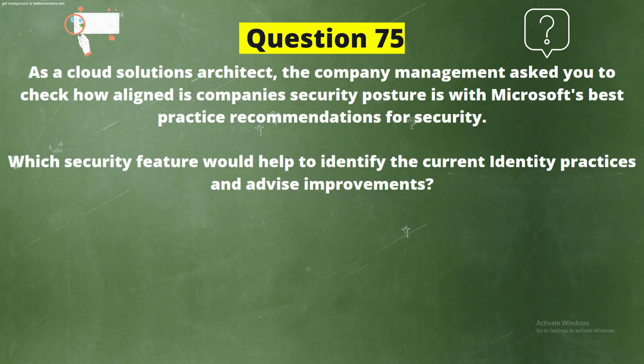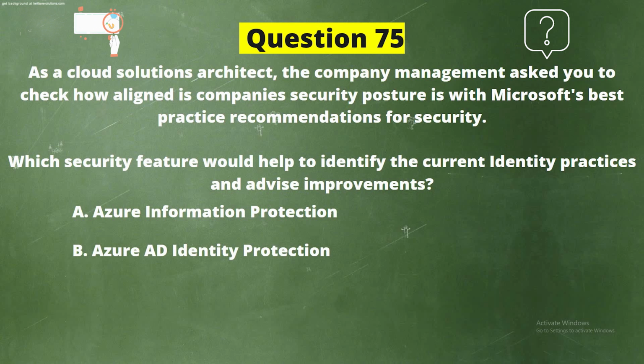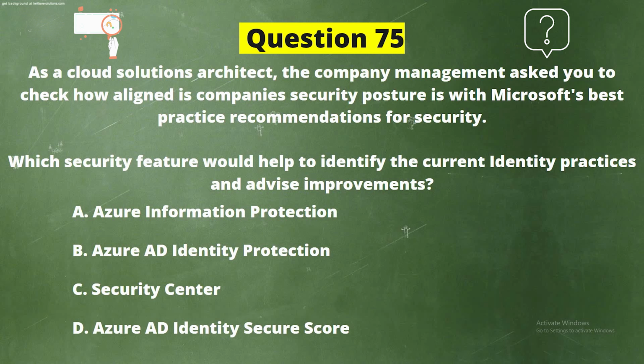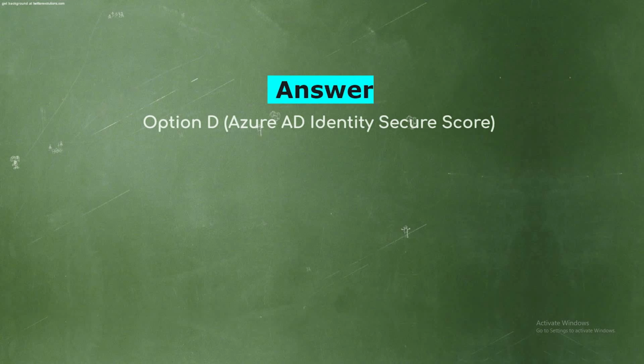Question 75. As a cloud solutions architect, the company management asked you to check how aligned this company's security posture is with Microsoft's best practice recommendations for security. Which security feature would help to identify the current identity practices and advise improvements? Now, the options are option A, Azure Information Protection, option B, Azure AD Identity Protection, option C, Security Center, option D, Azure AD Identity Secure Score. And the correct answer is option D, Azure AD Identity Secure Score.